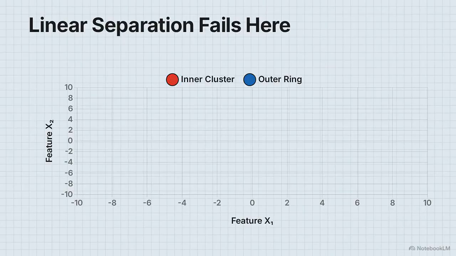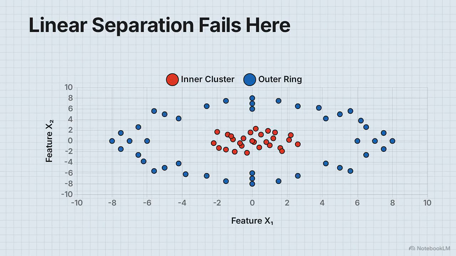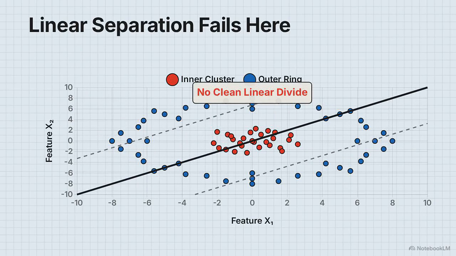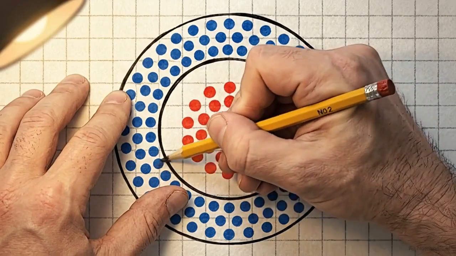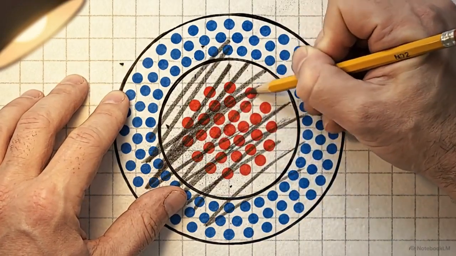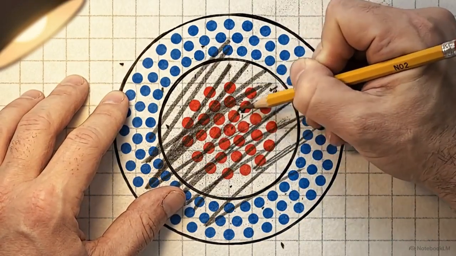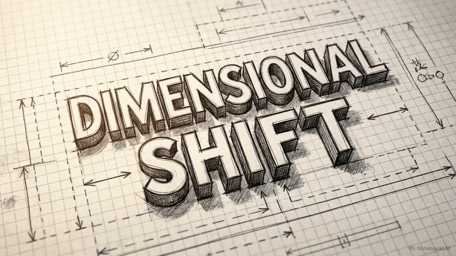This graph shows a much trickier problem. We have a tight central cluster of red dots completely surrounded by a dense ring of blue dots, forming a bullseye. Try to draw a straight line or a wide road through that. On a flat piece of paper, it is physically impossible to separate these two groups without placing a dot on the wrong side. To solve trapped shapes like this, the SVM relies on a mathematical shortcut known as the Kernel trick.